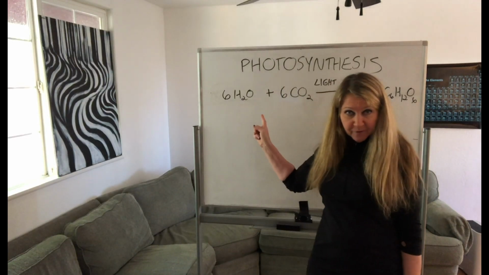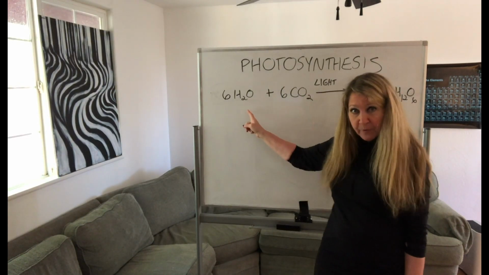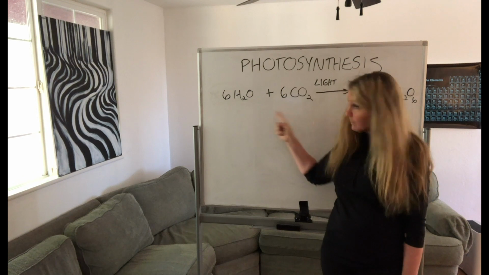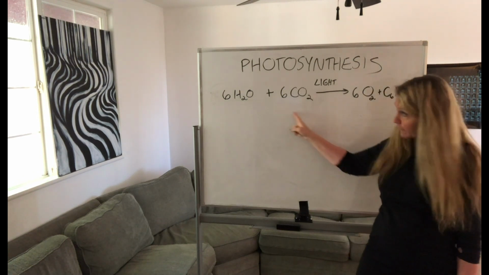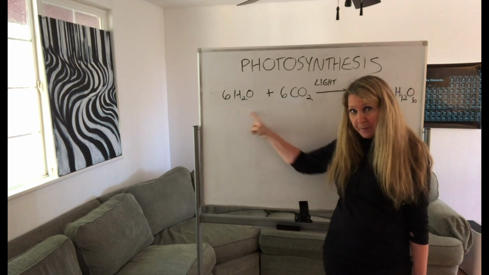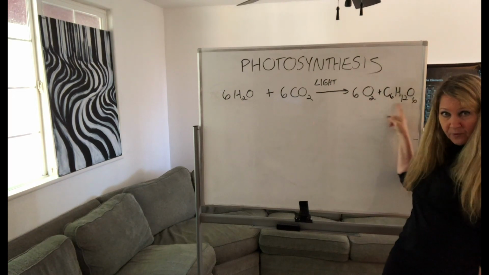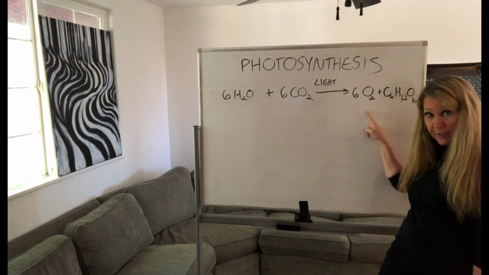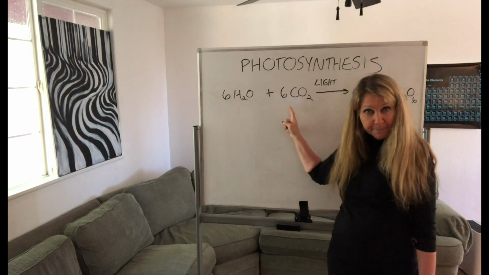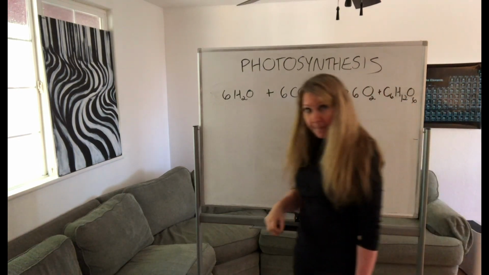We have the reaction for photosynthesis. Remember, the reactants come before the arrow, so this is what you start with. And the products come after the arrow, so this is what you end up with. So this is like before and after.